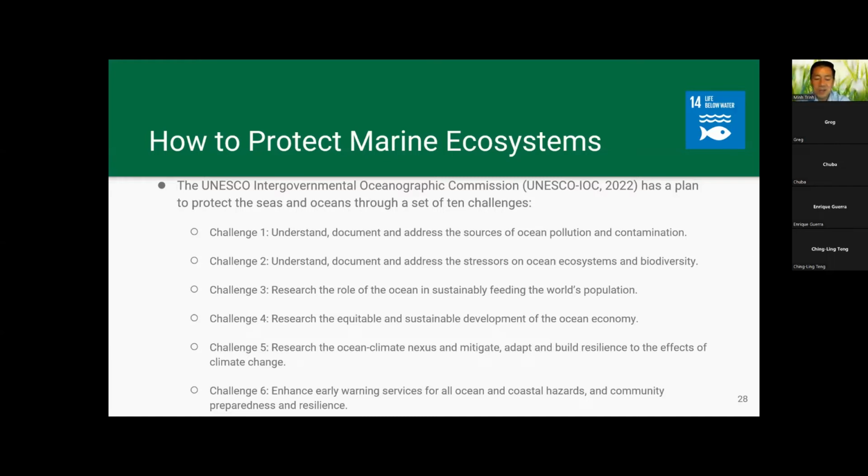biodiversity, right? What role the ocean plays in feeding the world, right? And the ocean climate nexus, right? How does the ocean help to address climate change, right? So all these things are very useful. Building early warning systems for all ocean and coastal hazards, right? To prepare communities on their resilience.